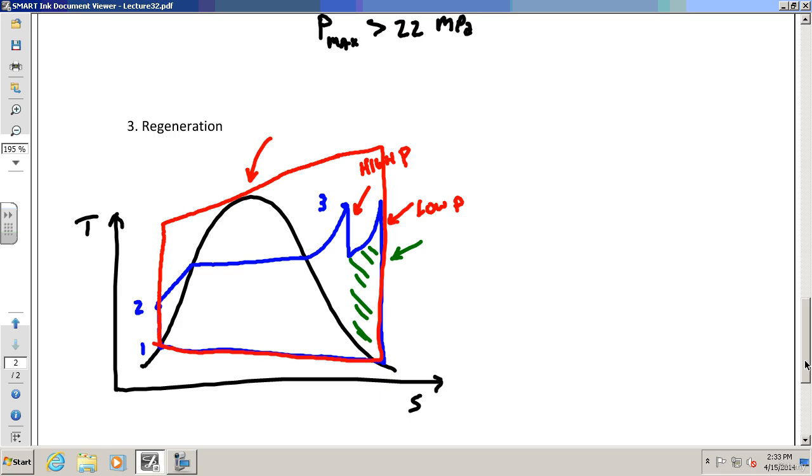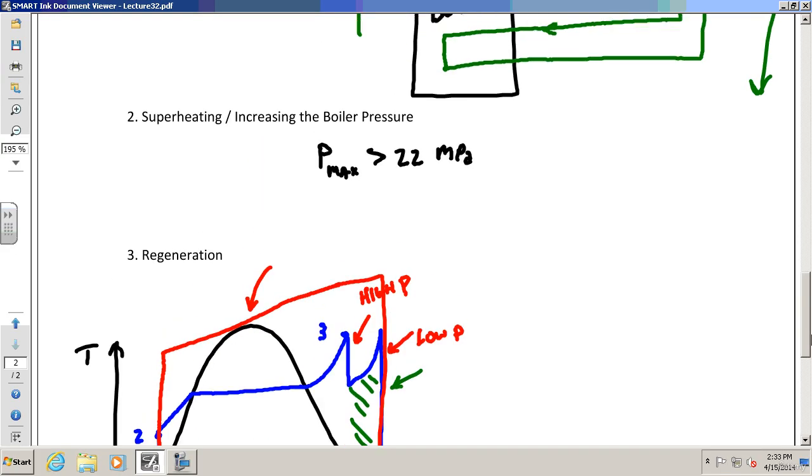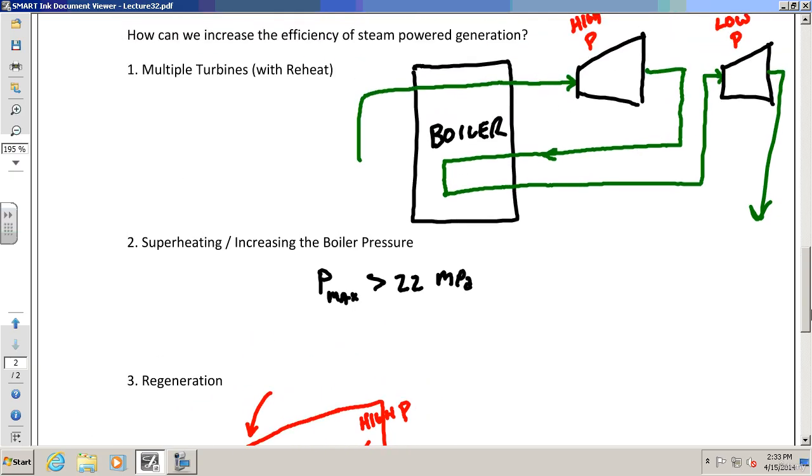So that's another thing we do. We try to get the pressures up as high as possible. But again, we're limited by materials. We're limited by the cost of building these things because we've got to have good materials and a lot of it to hold pressures. 22 megapascals, that's 220 times atmospheric pressure. That's a lot of pressure. So that's another thing we do: we try to increase the boiler pressure.